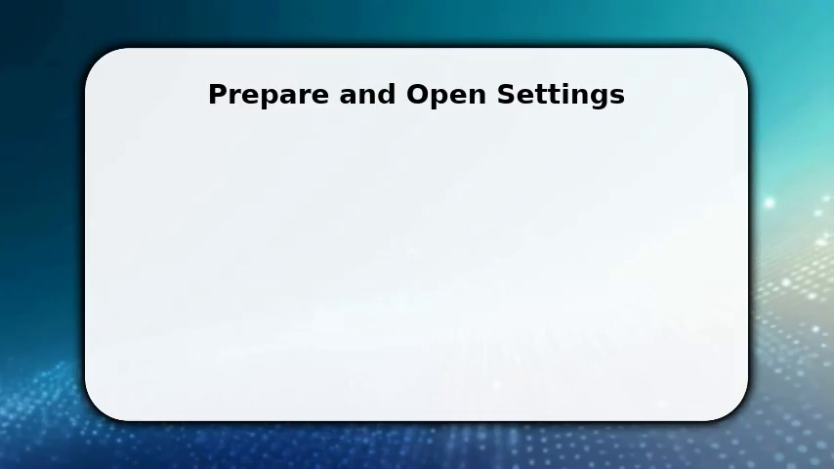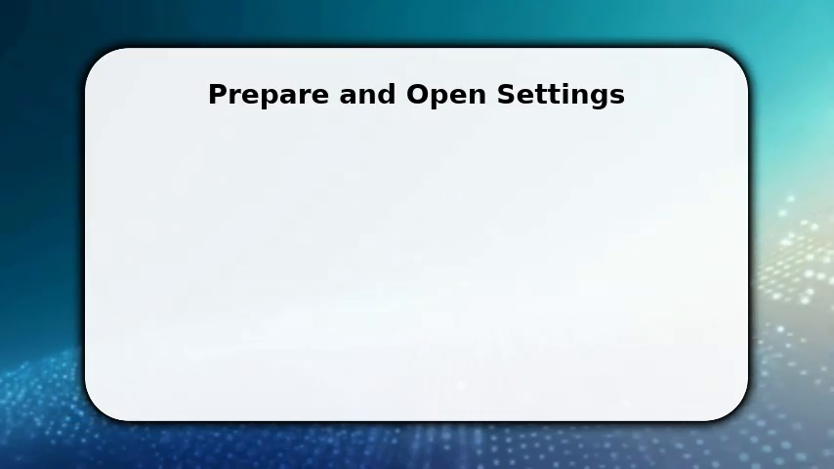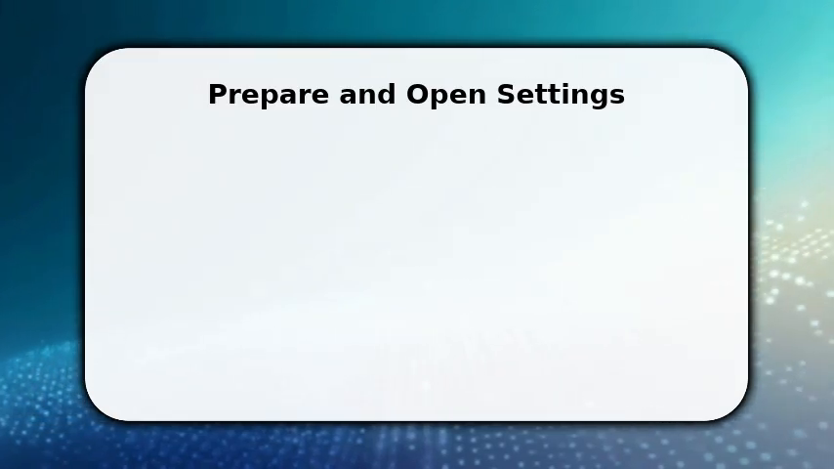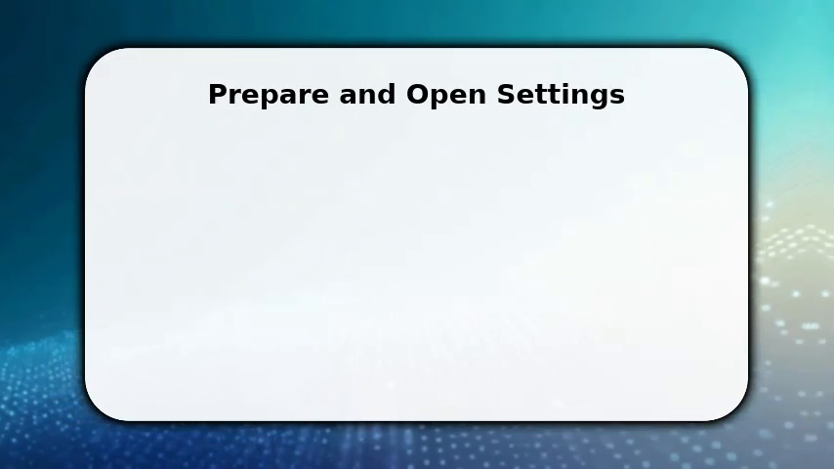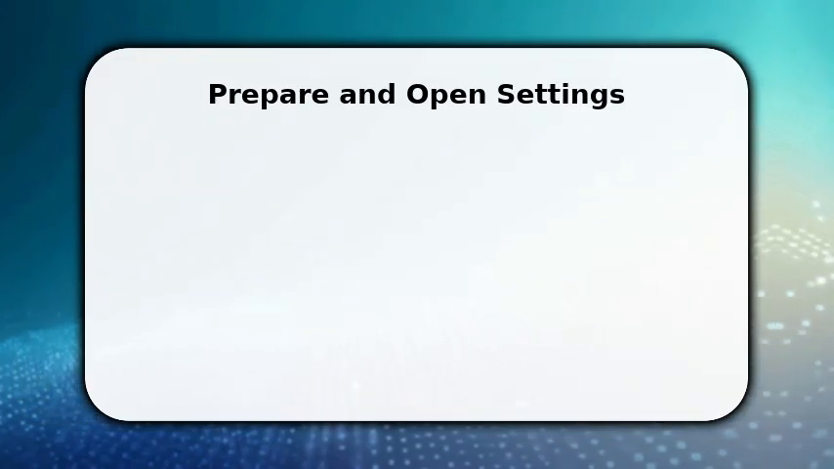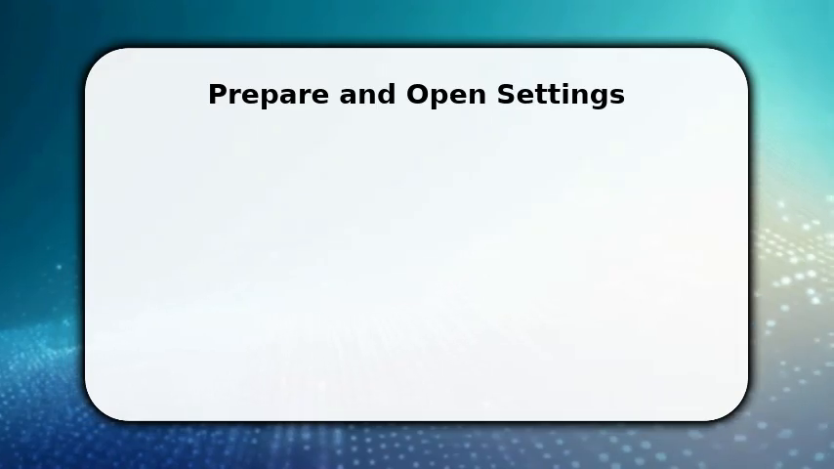You start now by unlocking the phone and making sure battery isn't critically low. This prevents interruptions. Open Settings, then type Wallpaper in the search bar or tap Display, Right Arrow, Wallpaper.